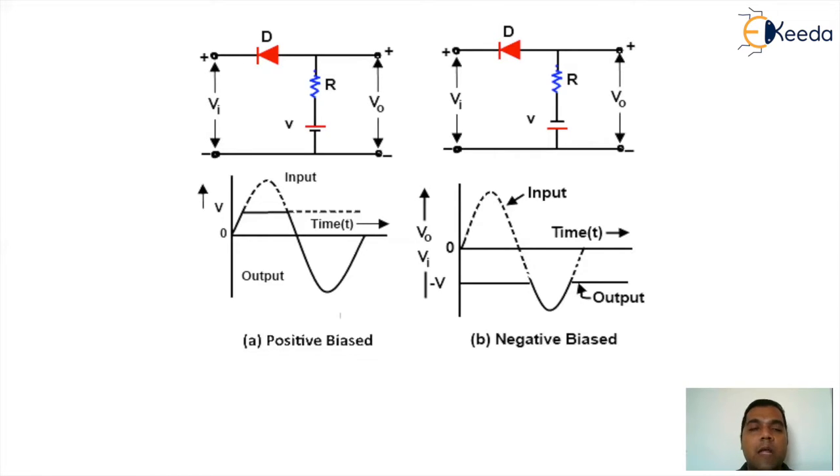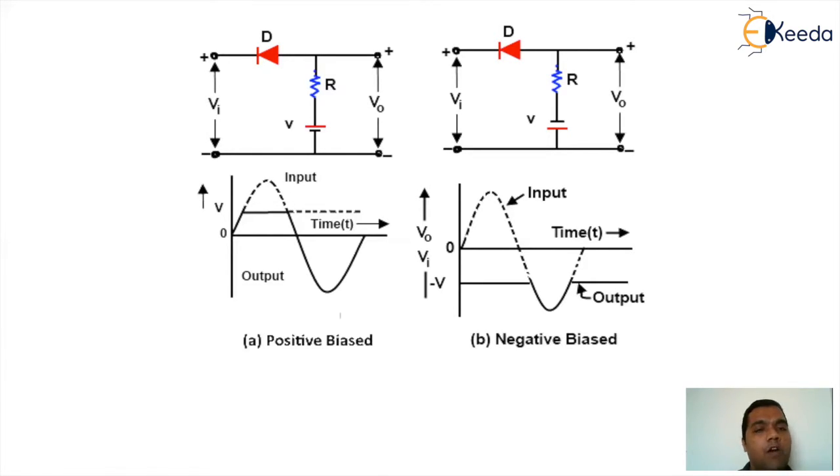Now, what will happen under negative half cycle? In the negative half cycle, the input is going to make the anode terminal negative. So for the entire half cycle, the diode is going to be forward bias. And since the diode is forward bias, it will work like a closed switch. And if it is a closed switch, the input will reach the output terminal. And that's the reason you retain the entire negative half cycle.